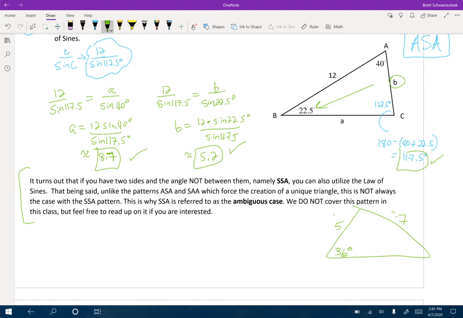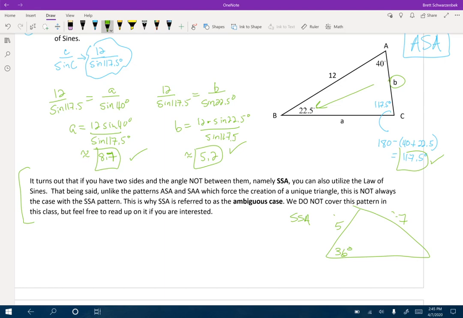This is actually referred to as SSA. If you reverse the letters, then of course you get an even funnier term. But SSA is what they call it to stay away from the people laughing about it. But the key is that you can actually also utilize law of sines in this scenario, but it creates a very complicated situation called the ambiguous case.